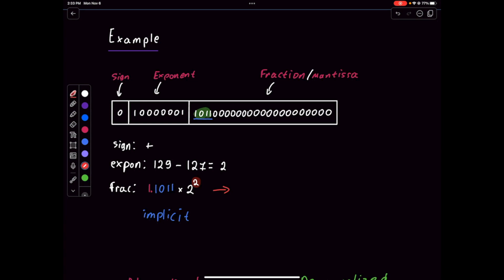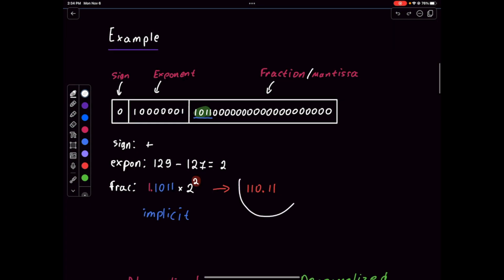Now, we know that this is a scientific notation just for binary numbers. So that would just be 110.11. What we did was shift the numbers twice, the decimal point twice, because we have 2 to the power of 2. It's pretty much the same as scientific notation, just for binary numbers. So this is our binary number now.